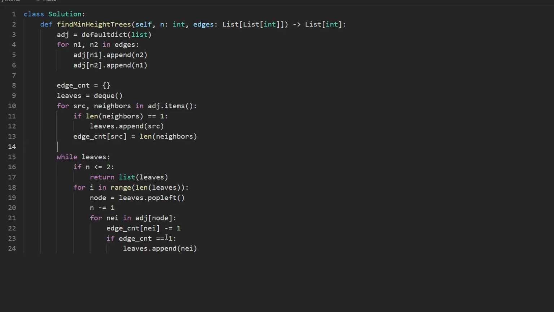Okay, a very, very sloppy mistake on my part. I apologize. So here we're checking if edge count is equal to 1. I don't know why I did that. I pretty much just forgot to put the neighbor here. We want the edge count of that neighbor and checking if it's equal to 1. So now let's run the code.